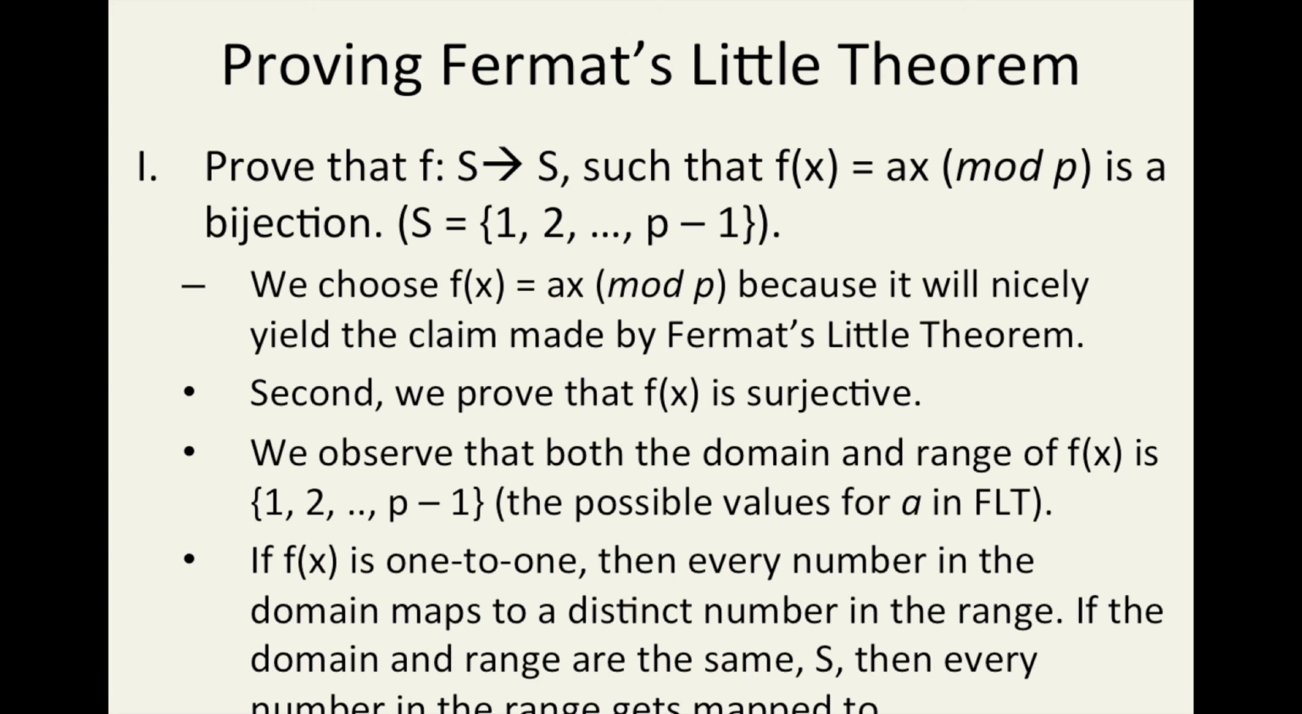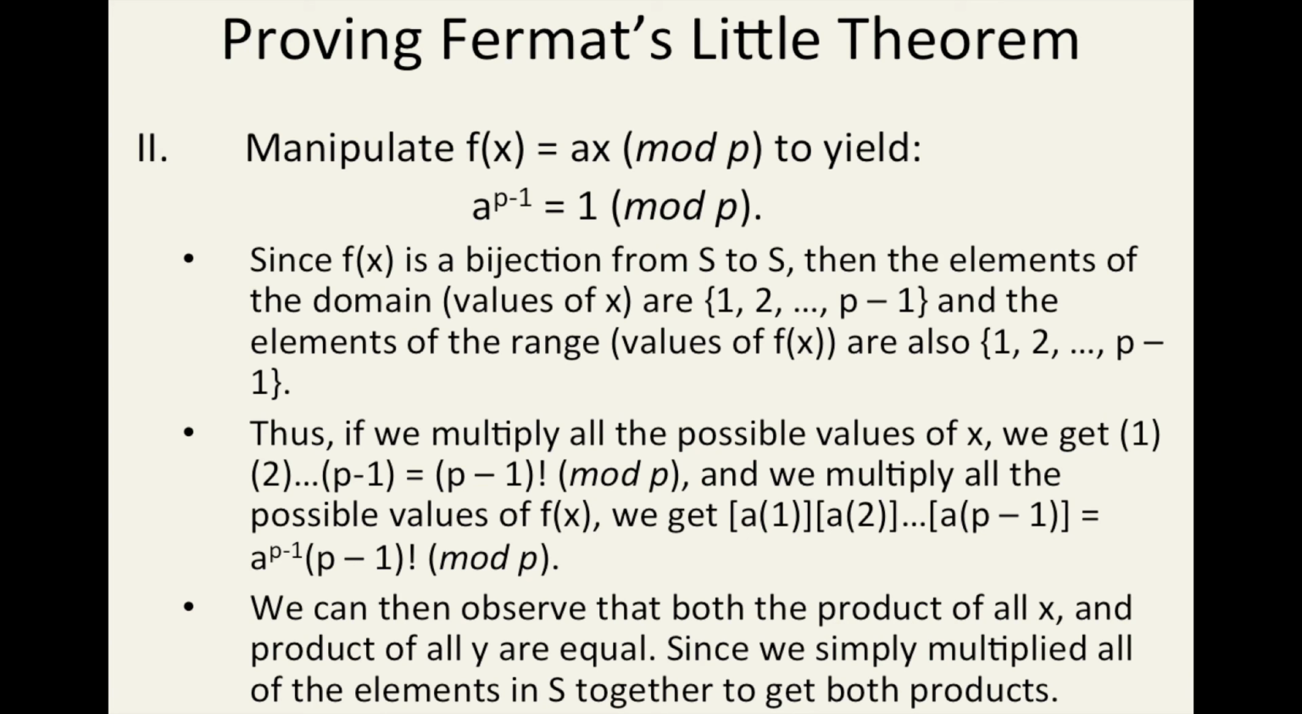Because if you have, let's say, 5 numbers, 1 through 5, in the domain, and each of those 5 numbers maps to another distinct number, and you know that every single number in the range is also a number 1 through 5, then it means that if 1 maps to a distinct number, 2 maps to a distinct number, 3 maps to a distinct number, that simply means that every single number 1 through 5 in the range also has to be mapped to. And so, having proved that the function f of x equals ax mod p is indeed a bijection, we can move on to possibly the less intuitive part that might be a little more confusing.